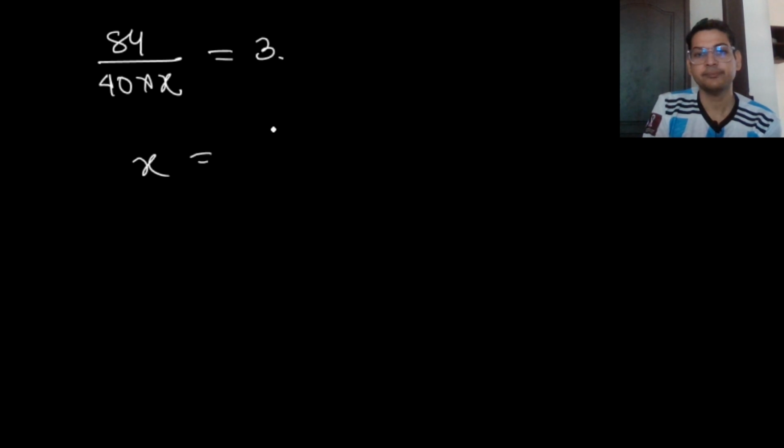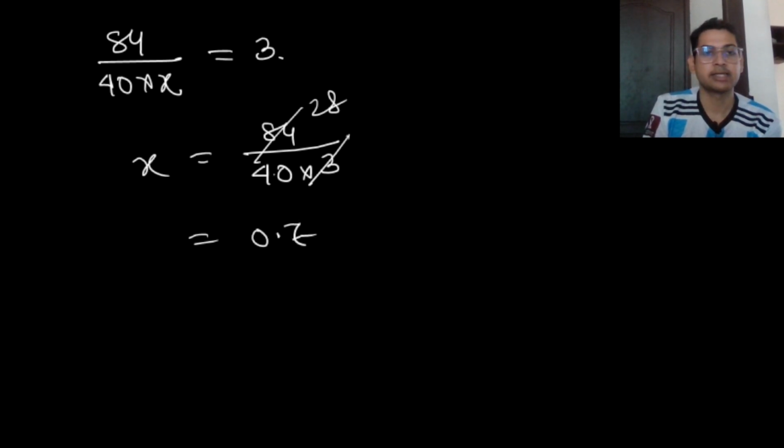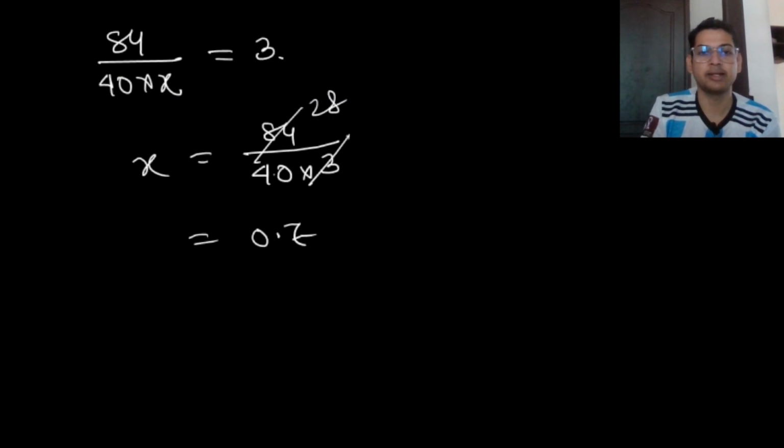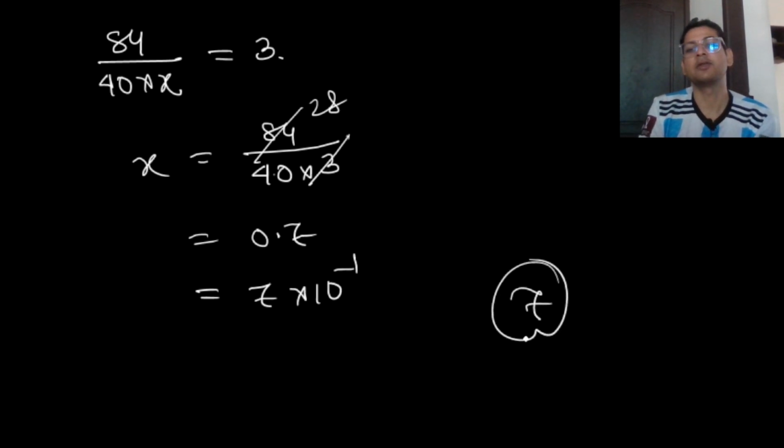So 84/40 divided by x is equal to 3. So x equals 84/40 divided by 3, which is 28/40, that is 0.7. So x value is 0.7. Then the volume of the solution in liter is something in 10 to the power minus 1, so you have to write it as 7 into 10 to the power minus 1. So your answer will be 7.